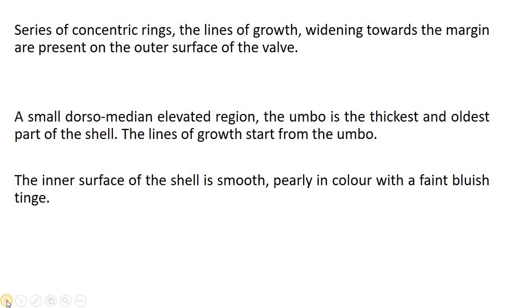A series of concentric rings, the lines of growth, widening towards the margin, are present on the outer surface of the valve. Further, a small dorso-median elevated region, the umbo, is the thickest and oldest part of the shell. Around the umbo, there are lines of growth starting from the umbo. The inner surface of the shell is smooth, pearly in color with a faint bluish tinge.